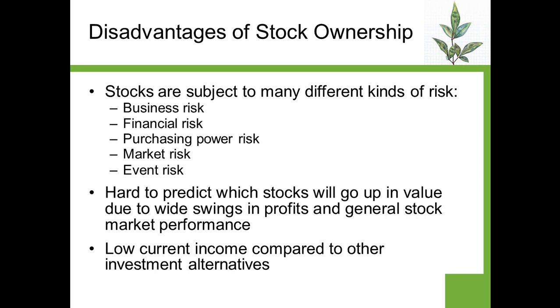For example, nowadays you can see how COVID-19 affected the oil market of the UAE. This is an event that will adversely affect the market for common stockholders. These are all disadvantages of common stock. And how do you predict which stock will go up in value? That is also a disadvantage. How can you find out which stock will go up and which will go down, due to wide swings in profit and general stock market performance? The next disadvantage is low current income compared to other investment alternatives. So these are also disadvantages related to common stockholders.